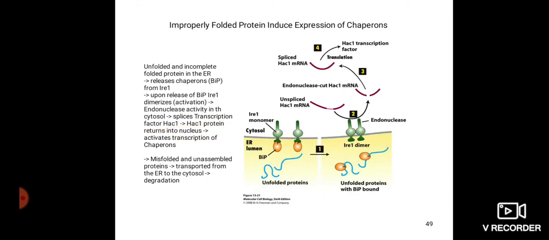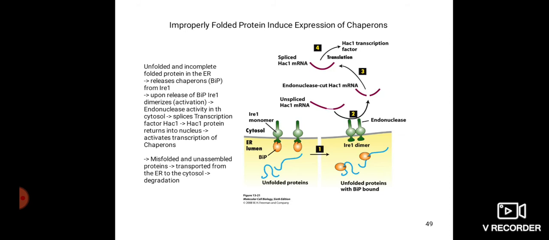So what if the protein is a misfolded protein? If an improperly folded protein is formed, then this improperly folded protein induces the formation of chaperonins, and these chaperonins further help in the proper folding of the protein molecule.